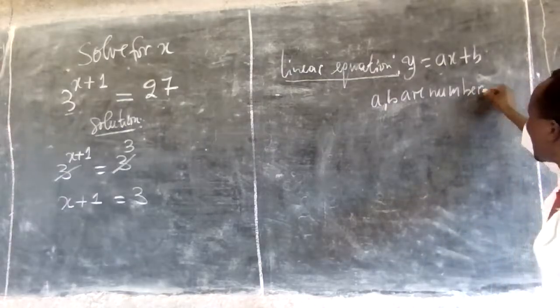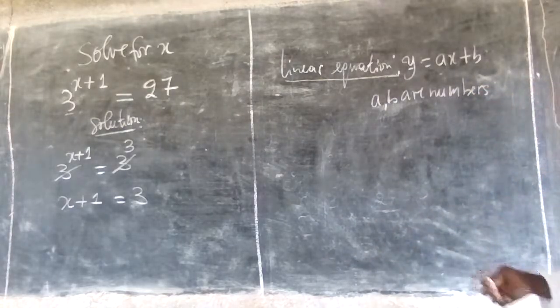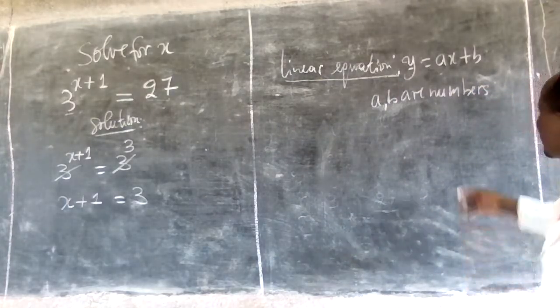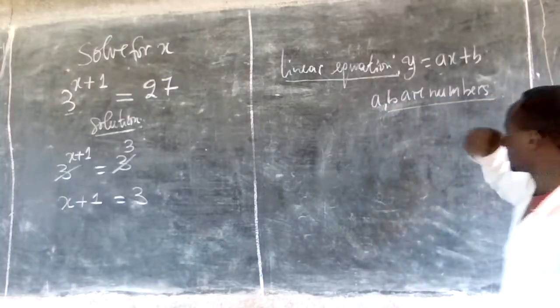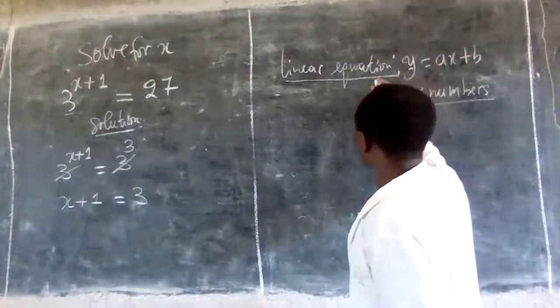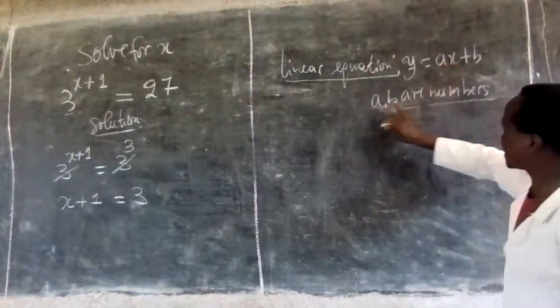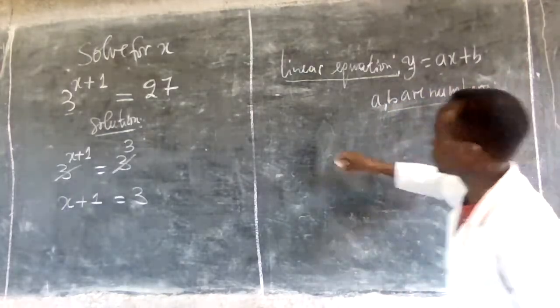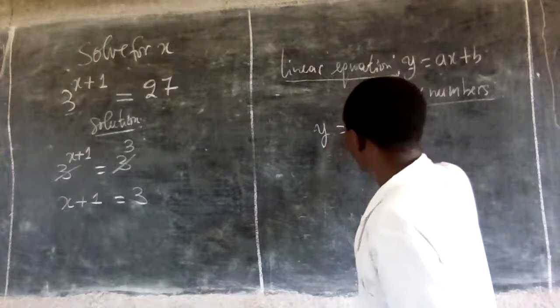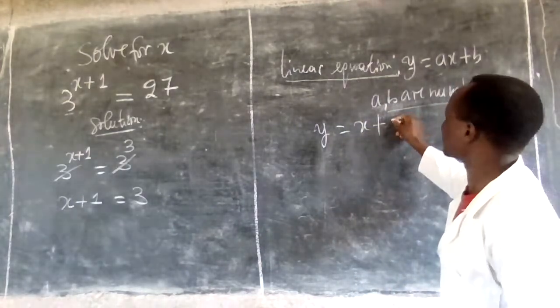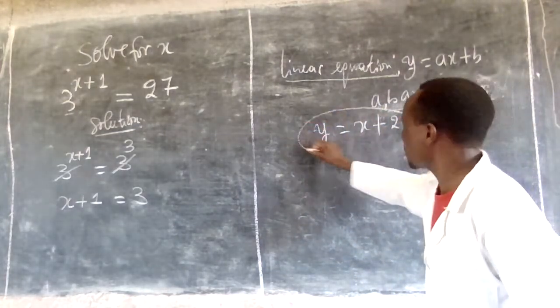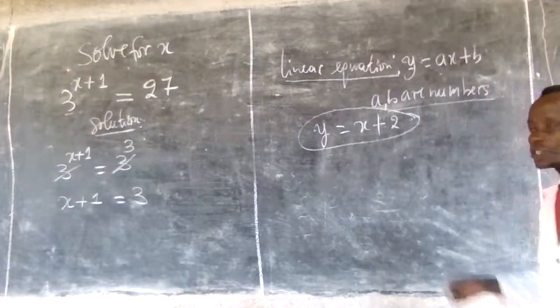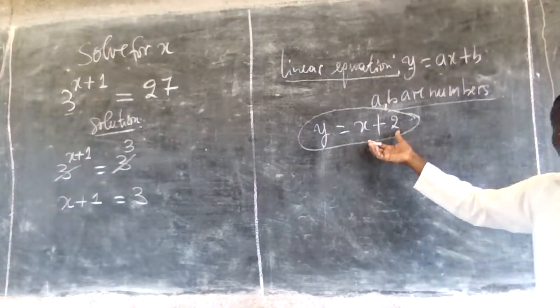Yes, they are numbers, real numbers. It means, for example, suppose there are letters becoming a number. How should we write this linear equation? It is when y is equal to, for example, x plus 2. This is a linear equation, yes?